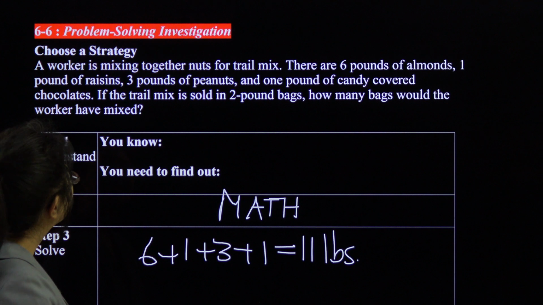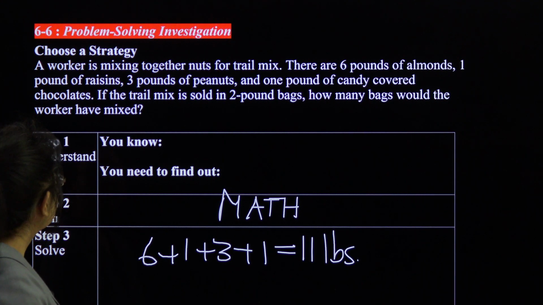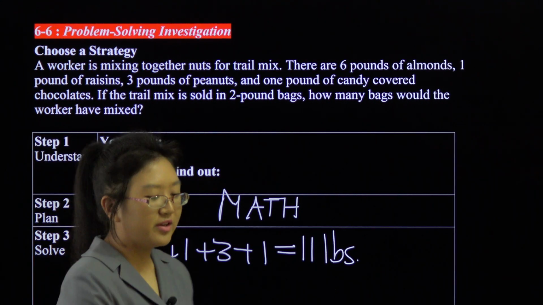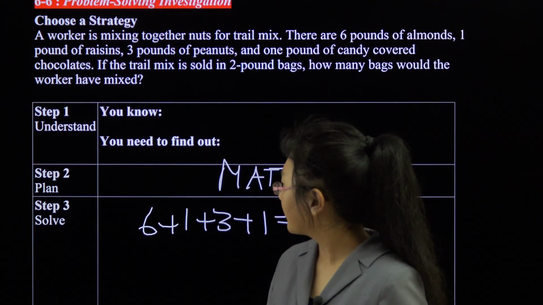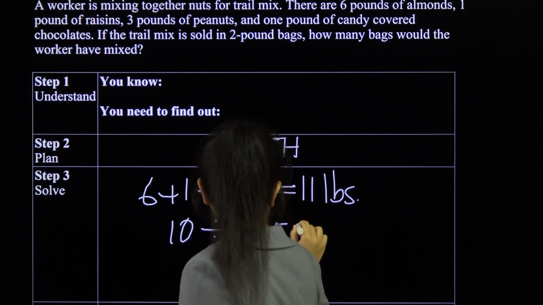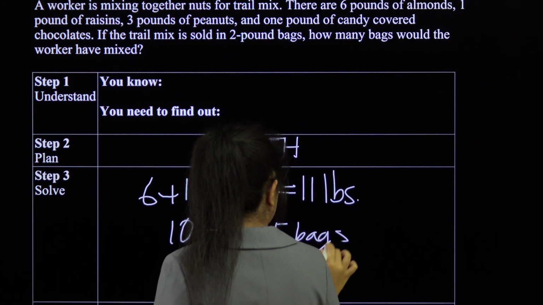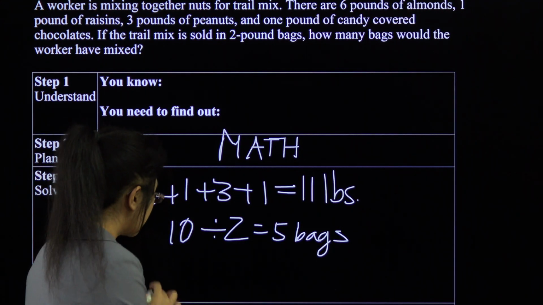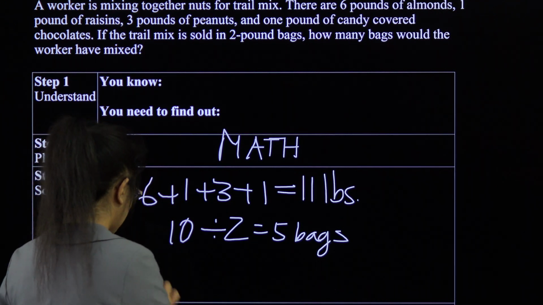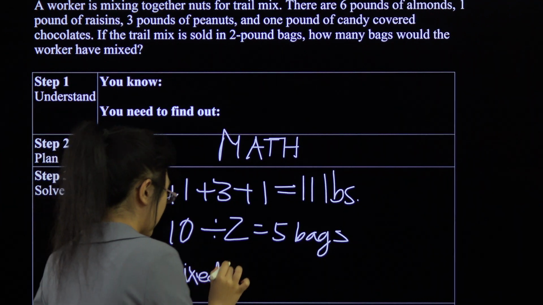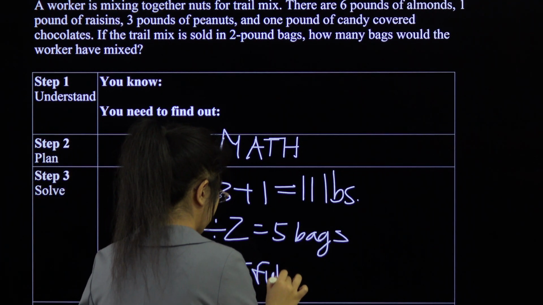Oh no. So if the trail mix is sold in 2-pound bags, how many bags would the worker have mixed? Well, 11 divided by 2 doesn't really work. But 10 divided by 2 is equal to 5. 5 bags. Because then there's 1 pound left over, which is half a bag. So you could say he mixed 5.5 bags. Or you could say he mixed 5 full bags.